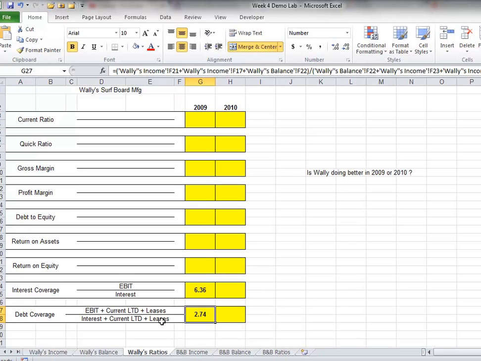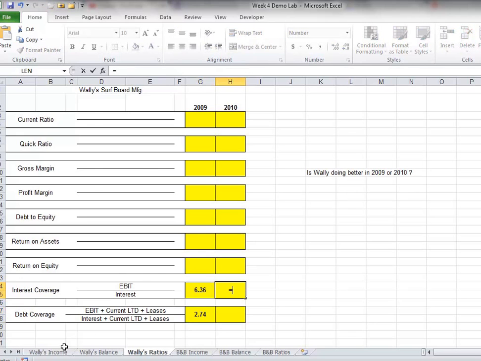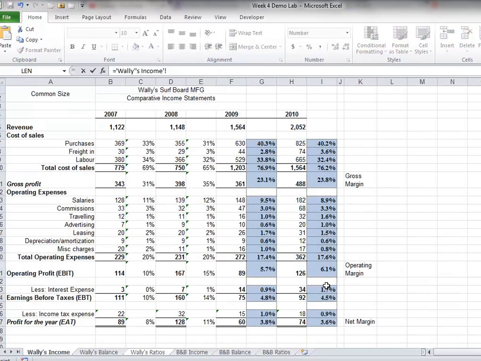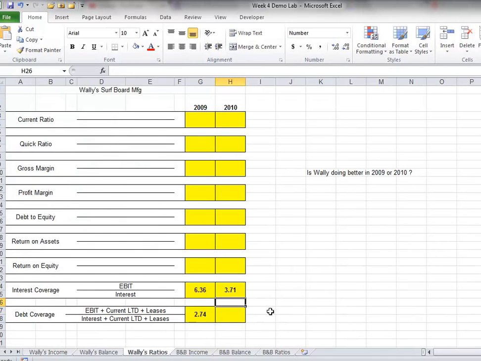Why don't I just do this for 2010 as well? Equals EBIT divided by interest. So it dropped quite a bit. We got a huge interest expense spike there.